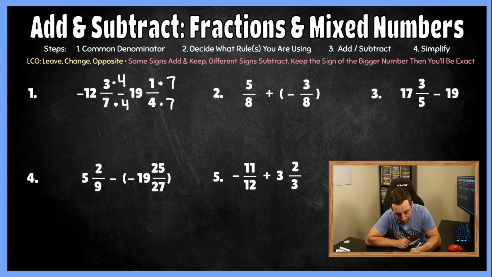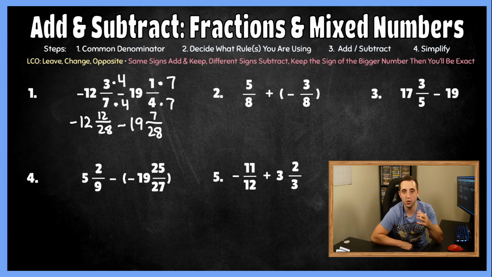So now we have negative 12 and 12/28 minus 19 and 7/28. And that's always the first step that you want to do, is make sure that your fractions or mixed numbers have a common denominator, because you can't add or subtract them until they do so.